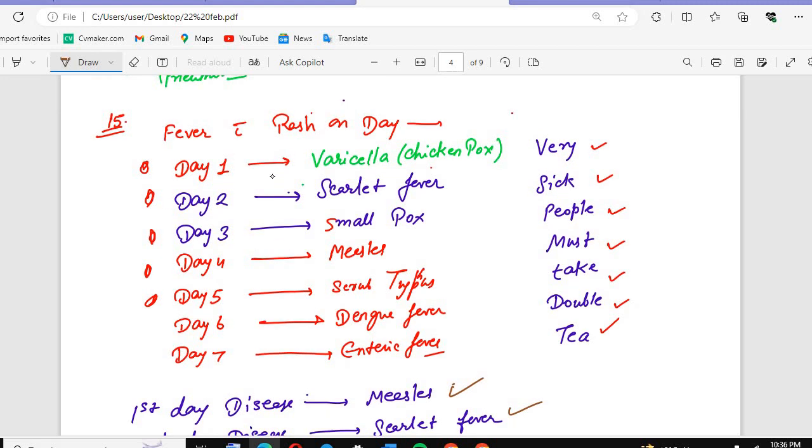If you are getting the rash on day 1, this is seen in case of varicella. In scarlet fever, we get the rash on the second day. Smallpox, we get the rash on day 3. Measles, we get the rash on day 4. Scrub typhus, we get the rash on day 5.